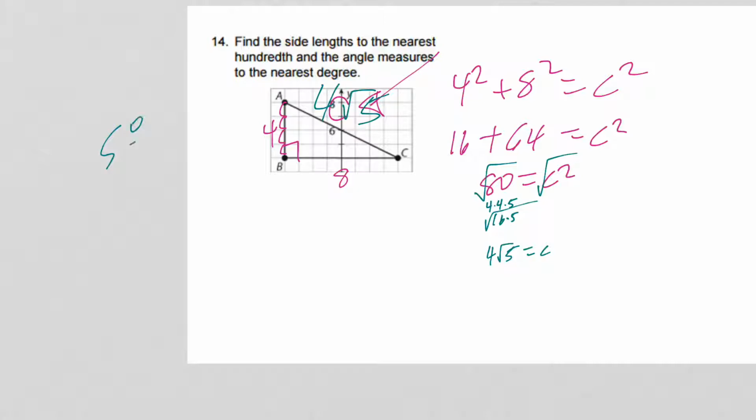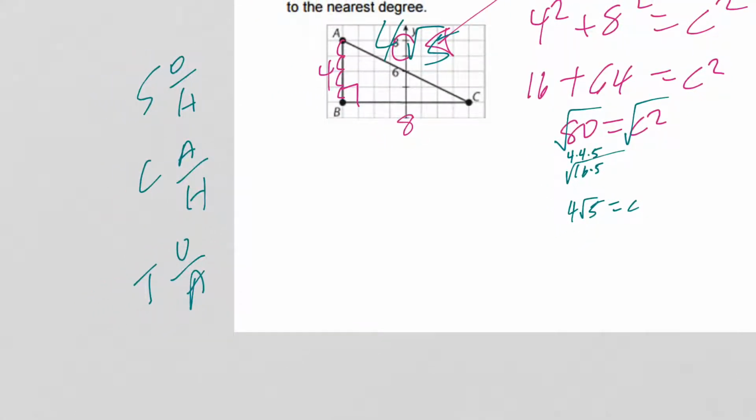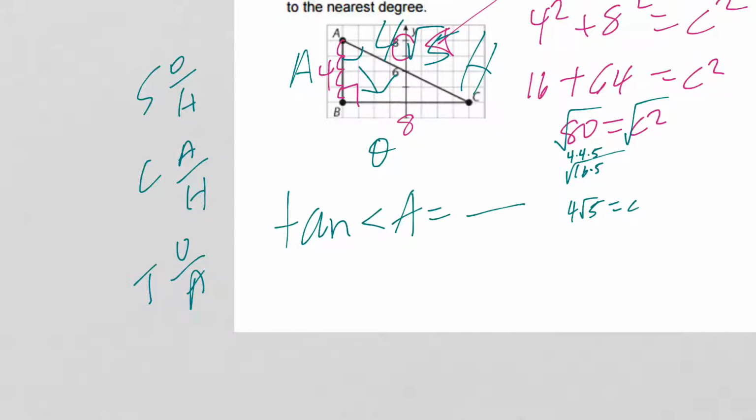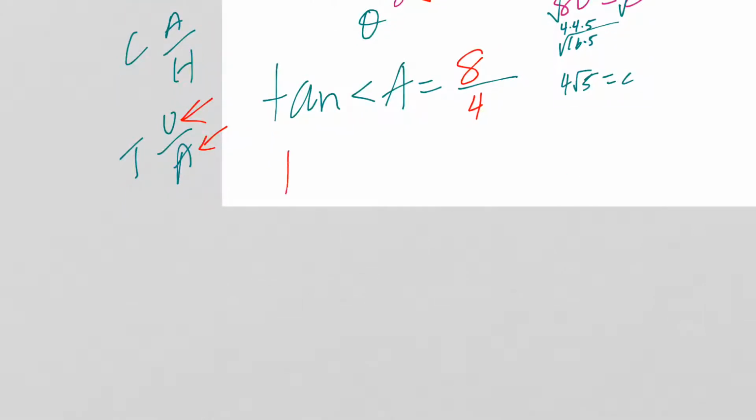Now I have to use sine, cosine, or tangent to find the angles. So I'm going to use angle A. This is opposite, hypotenuse, adjacent. I'm going to use tangent of angle A, but you can use any function because you have all the sides. Tangent equals opposite over adjacent. Well, 8/4 is equal to 2, so I'm just going to rewrite it as 2.